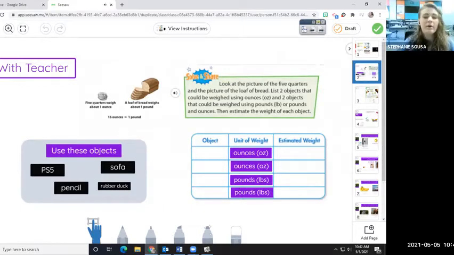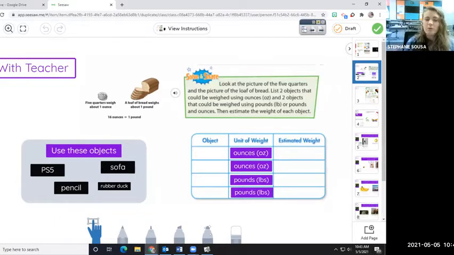Okay, so think about holding 5 quarters, so $1.25 in your hand. That's about an ounce. Okay, think about when you go to the store and your mom says, go grab a loaf of bread, and you pick up the Wonder Bread, the Bunny Bread, the Sunny Bread, whatever you get, you grab that bread and you're holding it. That's about a pound. Okay, so think about that.